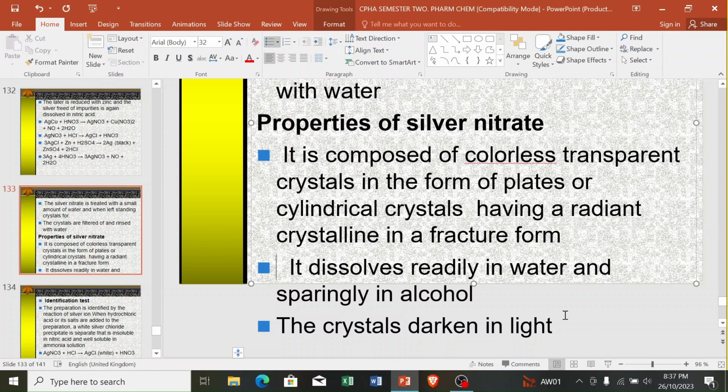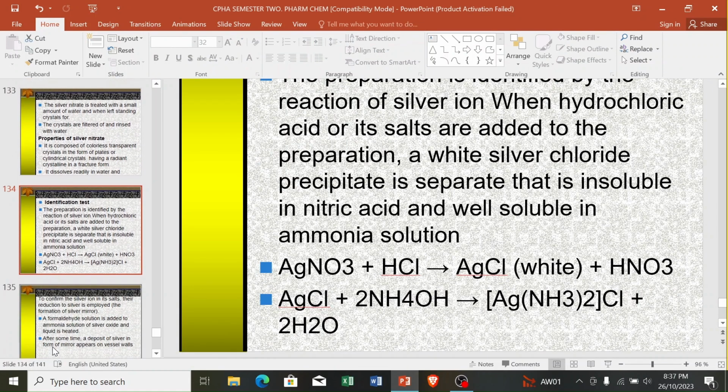For example, when we look at opaque objects, in other words, we have to store it in an opaque object. We know that opaque does not allow light to pass through. However, the transparent ones will allow light to pass through them. And when we store them in a transparent one, you'll find that the light will pass through, and then the crystals will darken on storage. And it may be a disadvantage to you who has stored them.